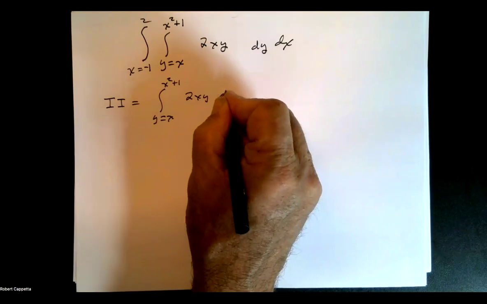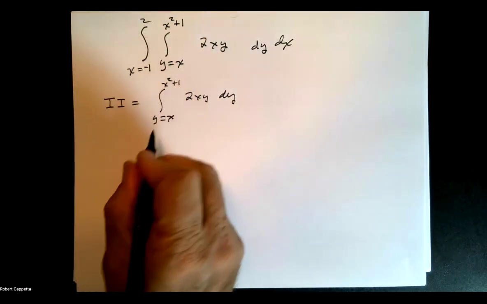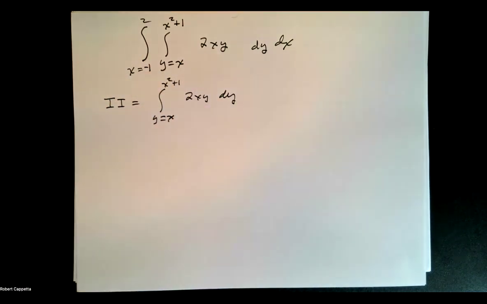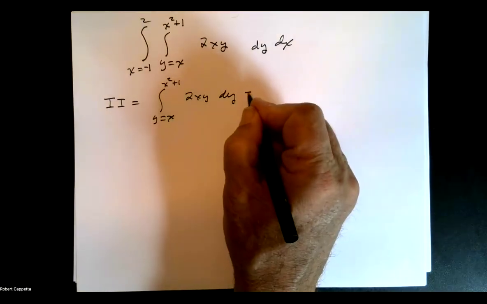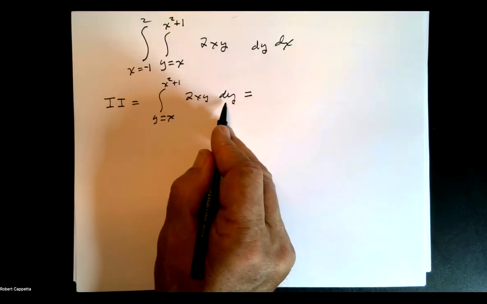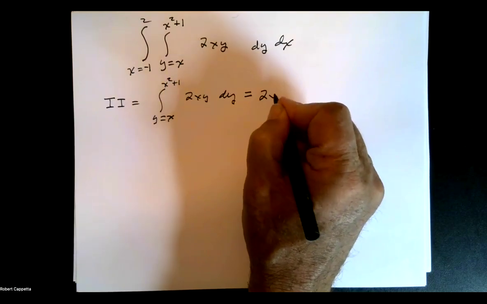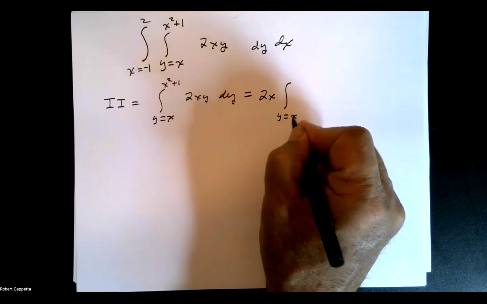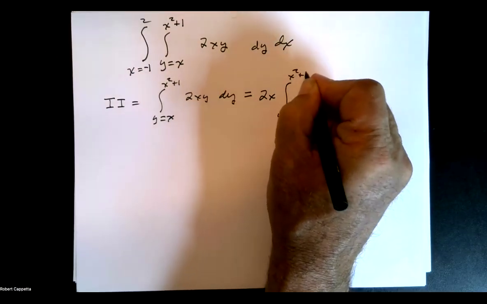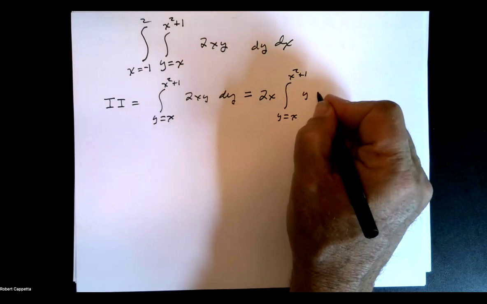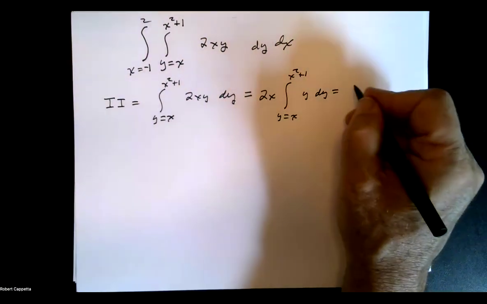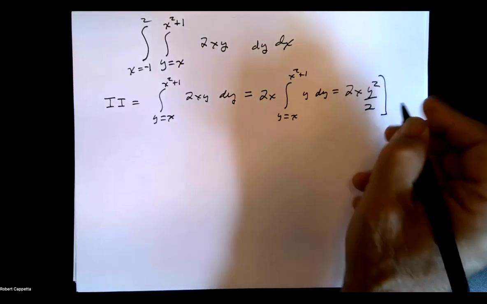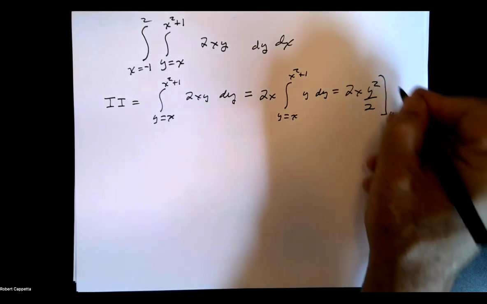of 2xy dy. Now, most textbooks do not write the y here. They just say x to x squared plus 1, and the dy implies that it's a y. I like to put it in for emphasis. As far as we're concerned, y is the variable, so x is a constant. That can be brought to the left of the integral operator, as y goes from x to x squared plus 1 of y dy, which will be 2x times y squared over 2 as y goes from x to x squared plus 1.